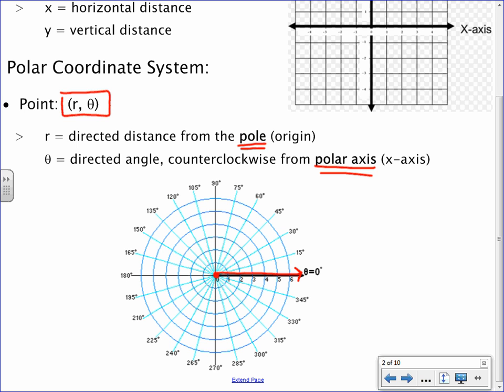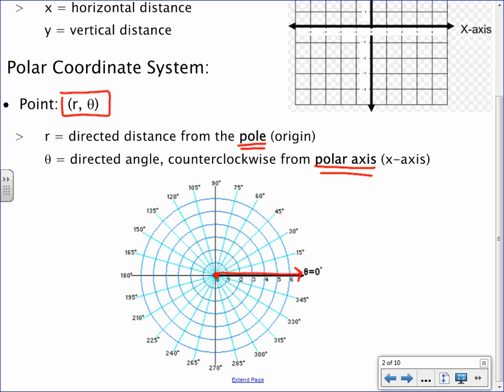Now, this picture that I have, I liked it because it had a lot of lines for the angles, but we are going to be working in radians. So don't get your hopes up about degrees. We're going to be working in radians.